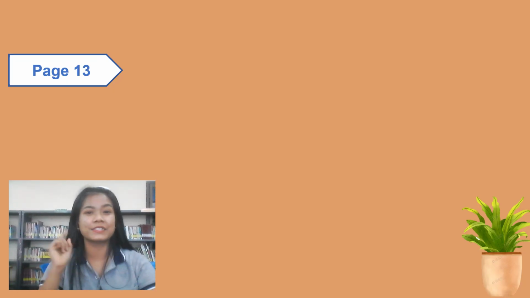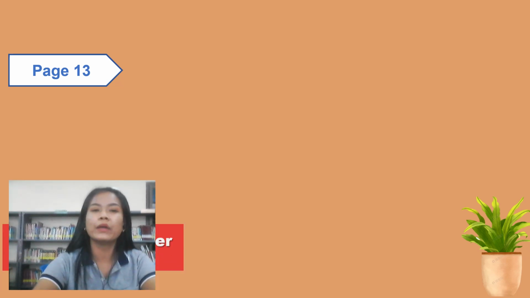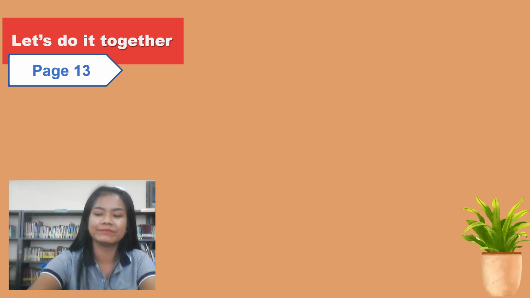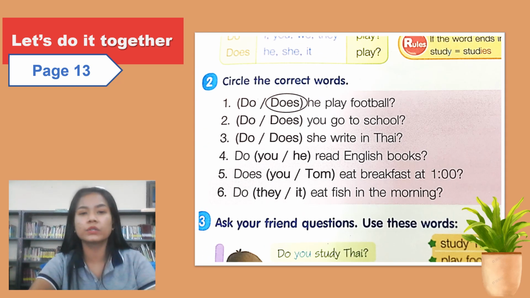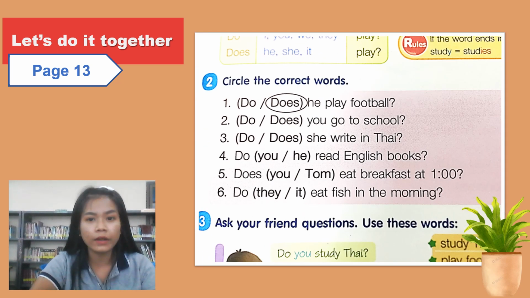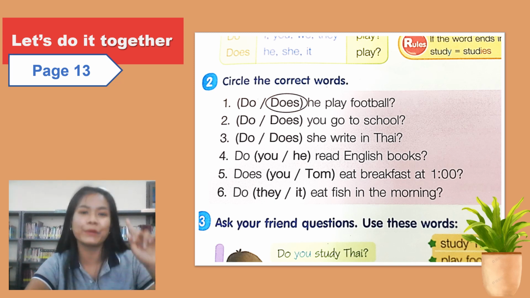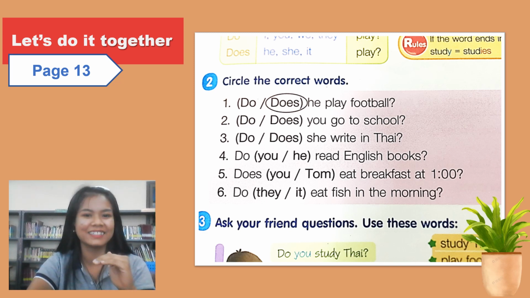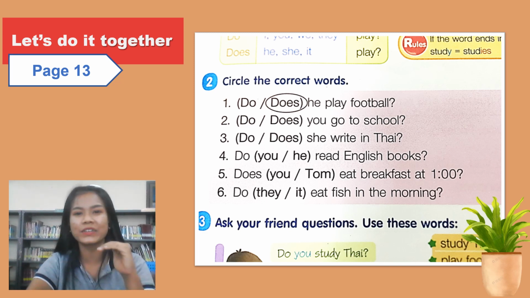Okay, next, section 2 on page 13 again. We will do it together. For section 2, circle the correct word. For example, number 1. Do or does he play football? For he, we will use does. Excellent. Okay, next, let's try together.